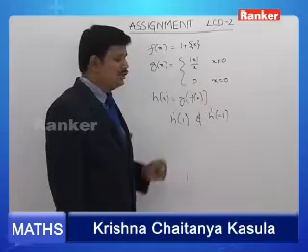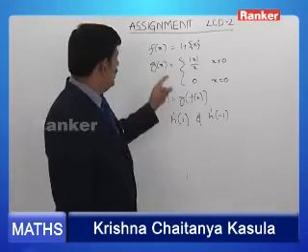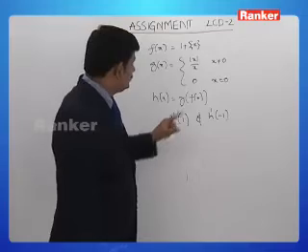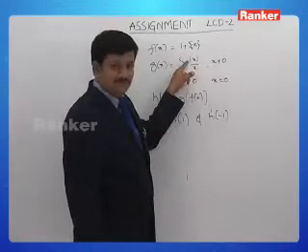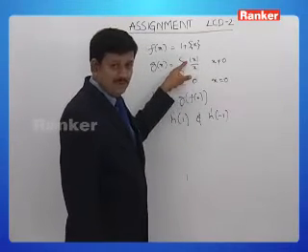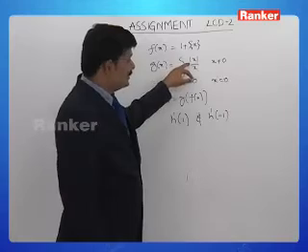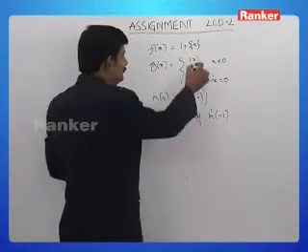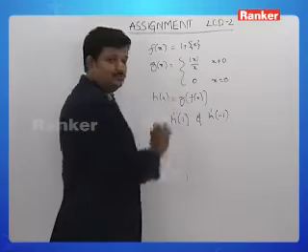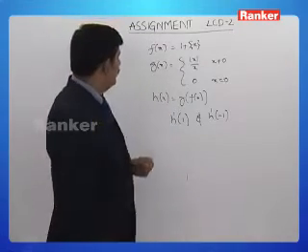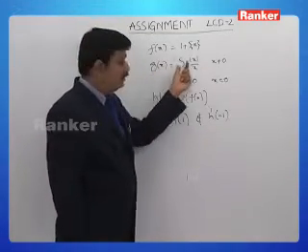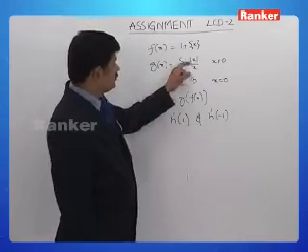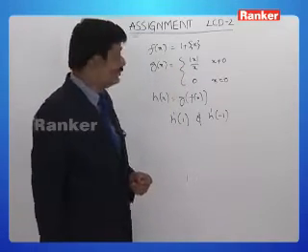G of x is 0 whenever x is 0 and g of x is mod x by x whenever x is not 0. That is, if x is positive, g of x is mod x by x, which is 1. Whenever x is positive, g of x is 1, and whenever x is negative, mod x is minus x and g of x is minus 1.